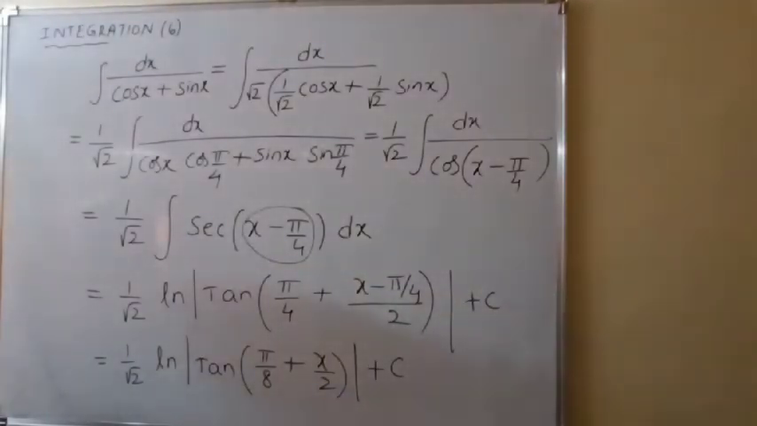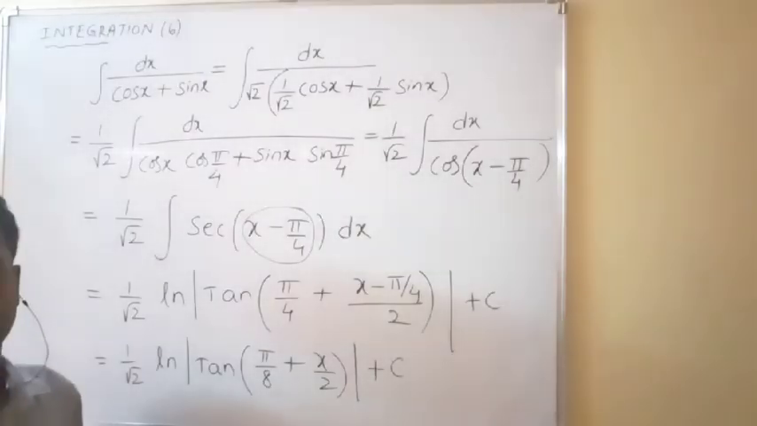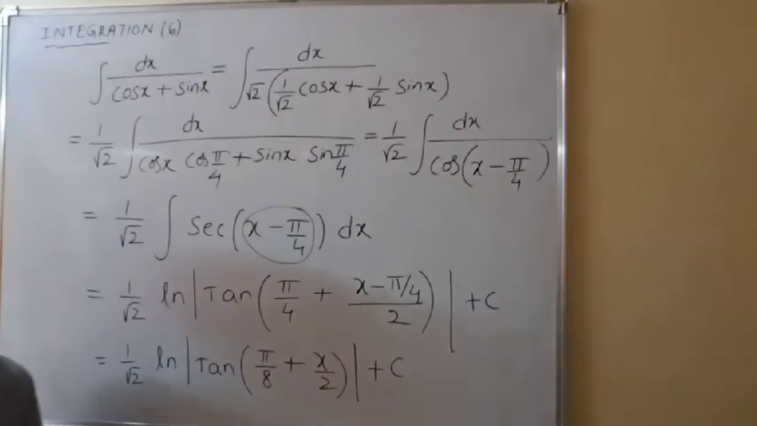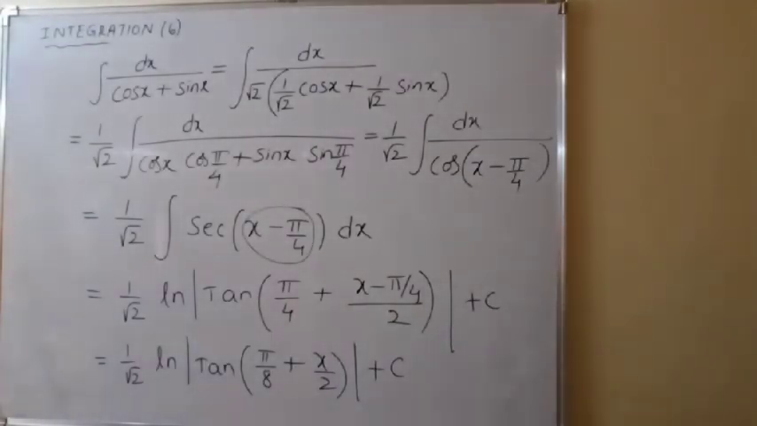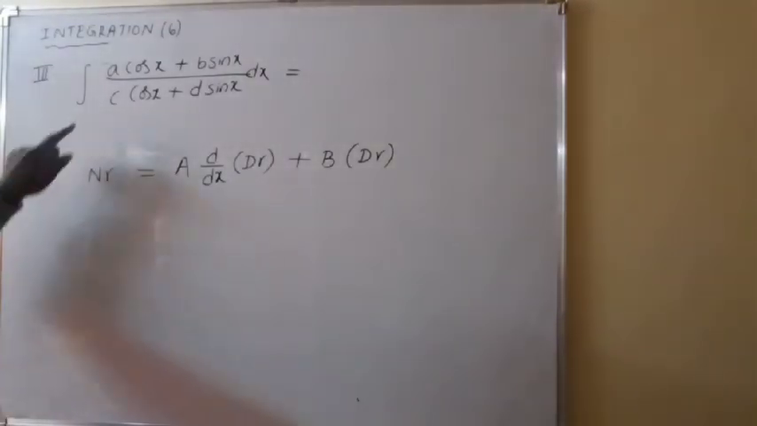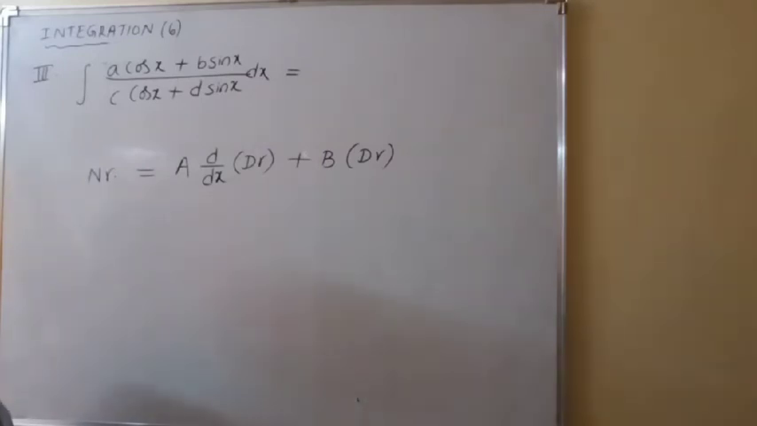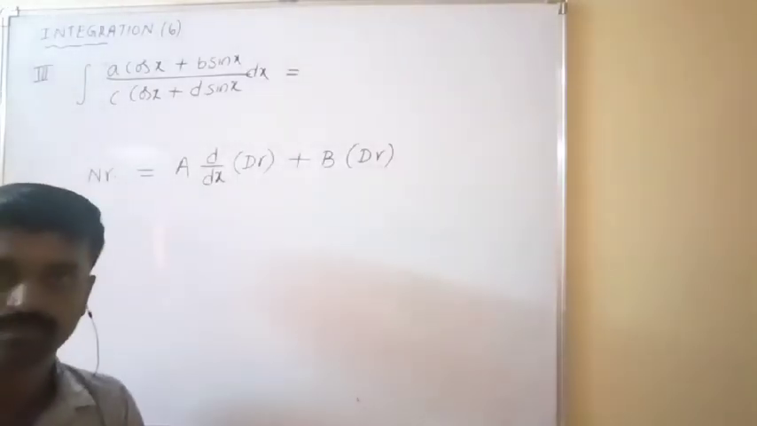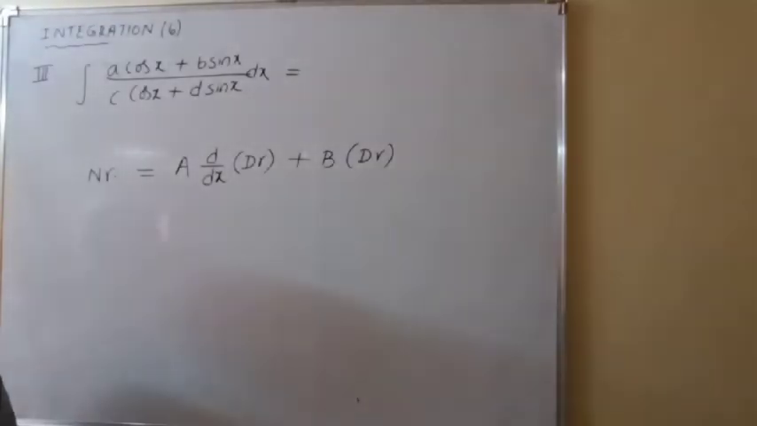See, hardly we have taken 1 minute to solve this problem. But it is 4 marks, because this is a previous year JEE mains problem only. Okay. Next method. So this is the third type. If the given integral is of the form integral a cos x plus b sin x by c cos x plus d sin x into dx, then how to evaluate? Model problems.